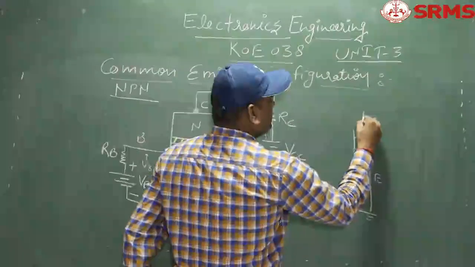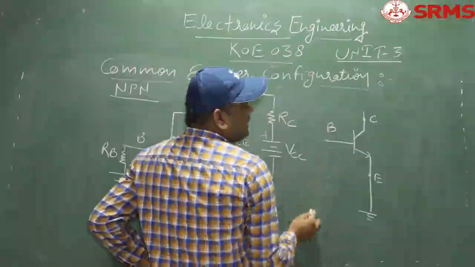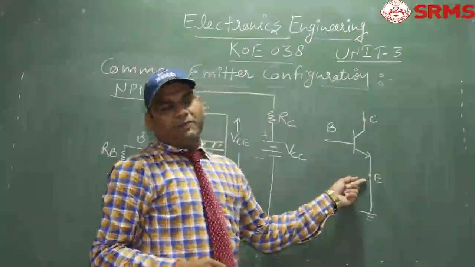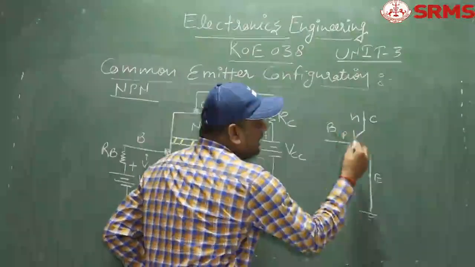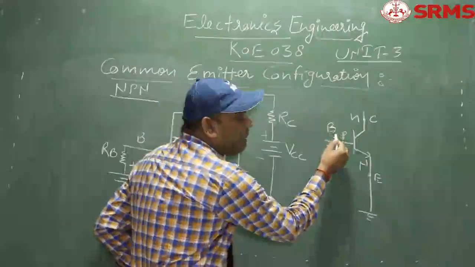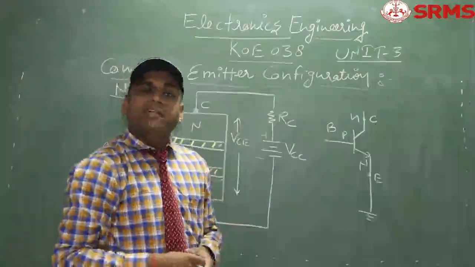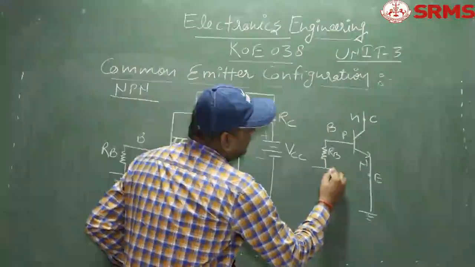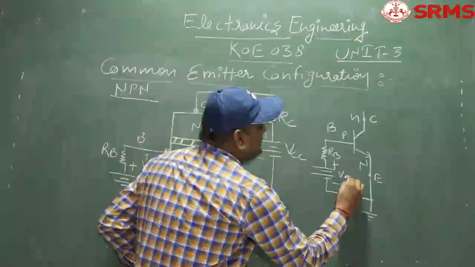With the help of symbol, you can also draw this configuration. This is emitter, and here we are having collector terminal, and this is your base terminal. So as you can see, for all the configurations, the emitter base junction must be forward bias and the collector base junction must be reverse bias. So if this is N and this is P and this is N, the emitter base junction must be forward bias. So you have to apply a positive voltage at the P terminal, that means base terminal, with respect to the emitter terminal. Here this resistance is RB, and you apply the positive voltage at the base terminal. This is defined as VBB.